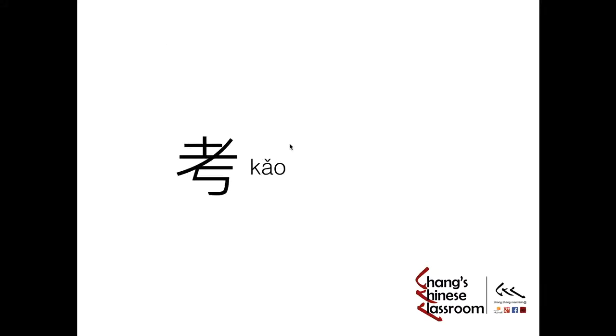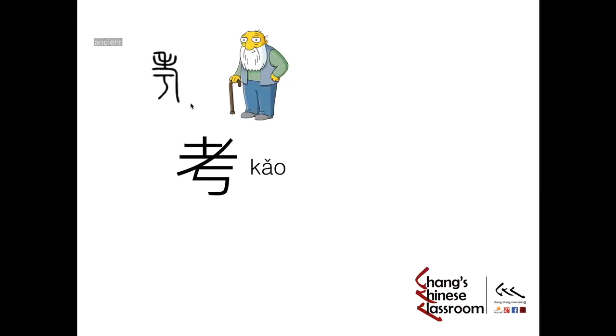Next one, 考. This is the Asian version of this Chinese character. This part is the stick, and the rest of the part represents an old person. You can see this a little bit more complicated part that could be understood as the clothes of the old man or the wrinkles of the old person. Okay, so generally this is a picture of an old guy with a stick.